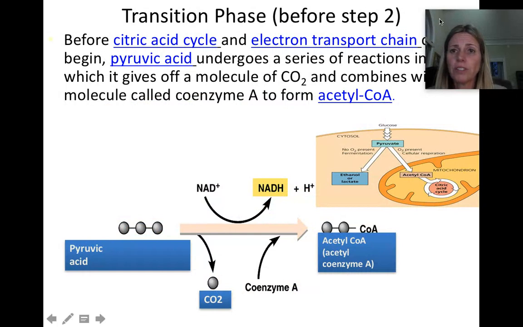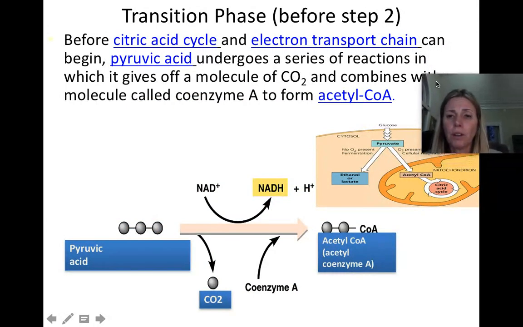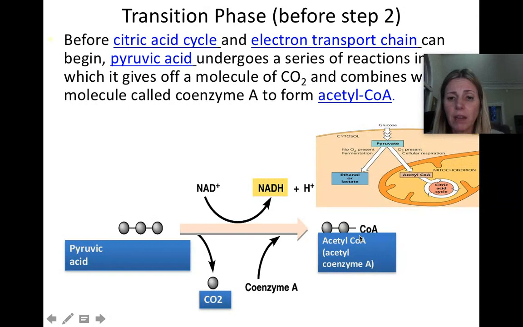So there's actually a transitional phase before this whole process. It's the making of acetyl-CoA. So before the citric acid cycle, which is right in here, before we get to that step. So yes, we said glycolysis takes place. You have your 2 3-carbon sugars called pyruvate or pyruvic acid. Before pyruvate goes into the mitochondria, it becomes acetyl-CoA. It actually forms something called acetyl-CoA.